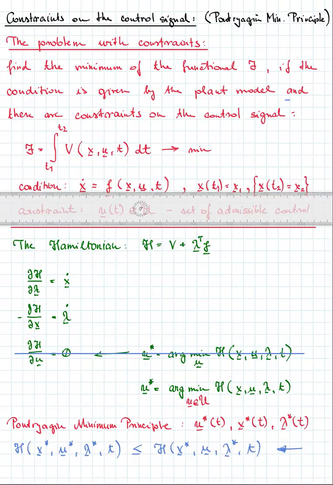Finally, there are many other ways of solving optimal control problems, but many of them are based on this Pontryagin minimum principle. So this Pontryagin minimum principle is a celebrated principle which is used in optimal control problems.